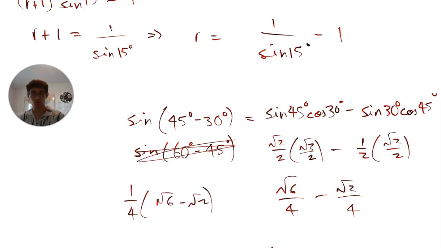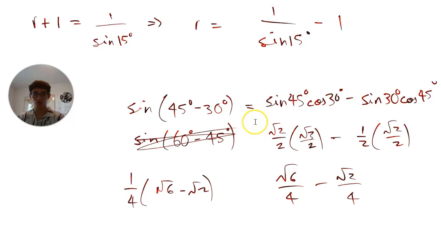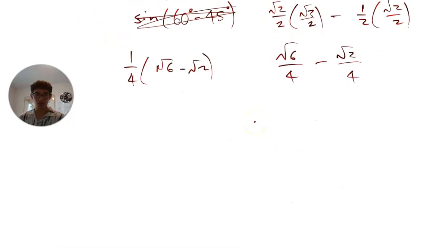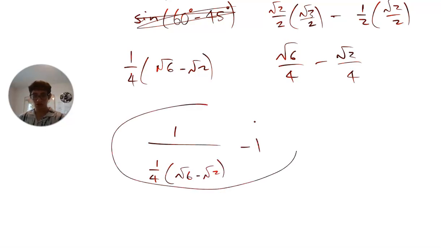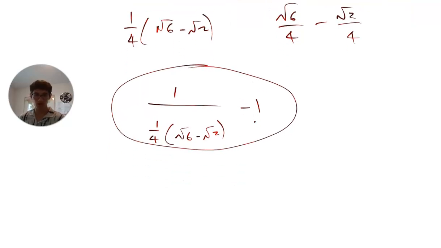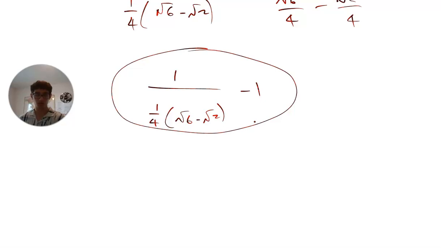Now remember, this isn't what we're looking for. We're looking for 1 over this minus 1. So that would be 1 over 1/4 times root 6 minus root 2, minus 1. So I need you to do this now. I'm going to do it obviously, but I also want you to just pause the video and try it out on your own, because these sorts of computations become very, very useful. And knowing how to do them fast is of course a very important thing as well.